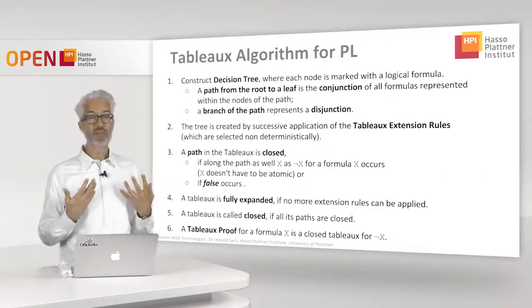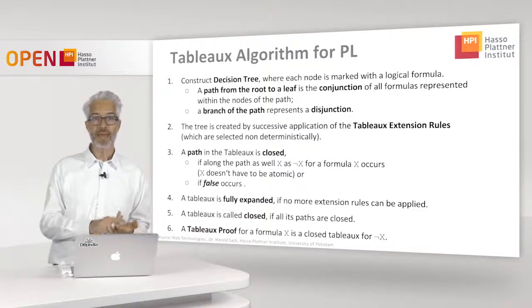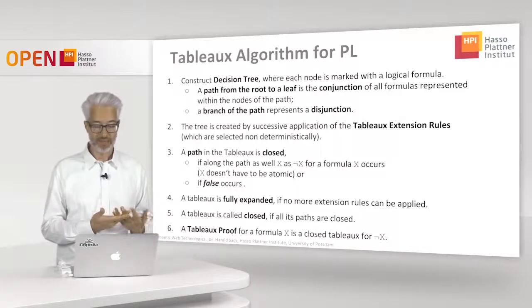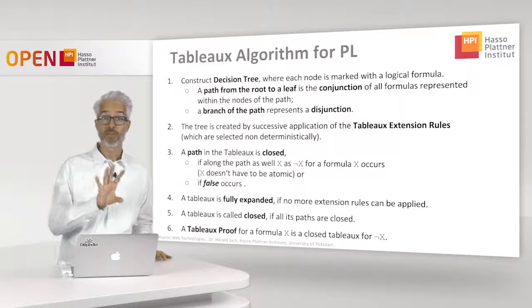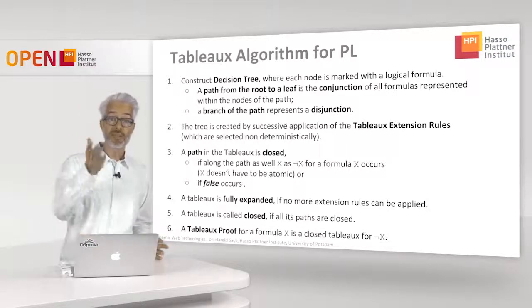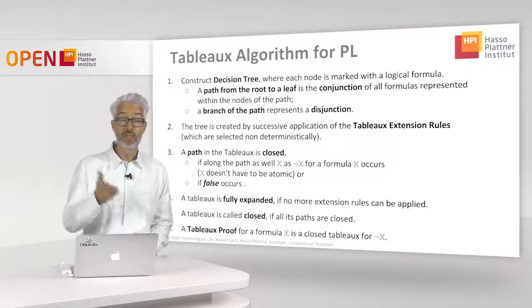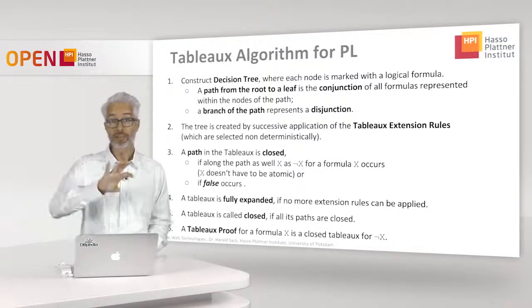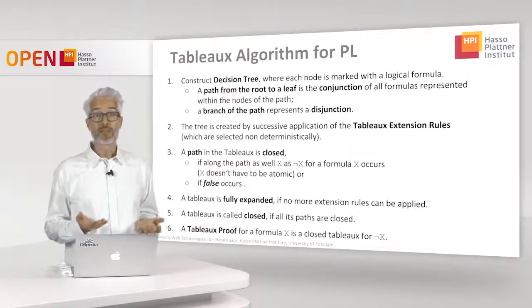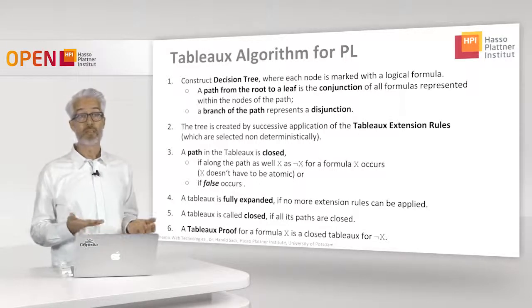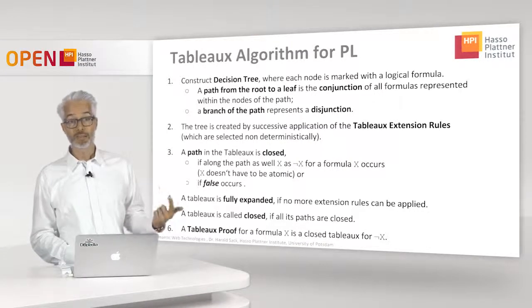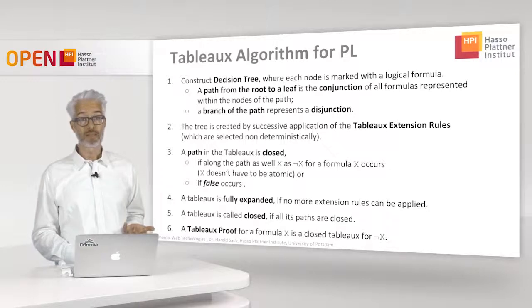A path in the tableau is closed if along the path both x and also not x, the negated form of x, if x is a formula, occur. So x does not have to be atomic, it can also be a complex expression. So either you have x and not x in your path, or false occurs in your path. Then this path is closed. A tableau is fully expanded if there are no more available extension rules that can be applied to the tableau. And if the tableau is fully expanded and all paths are closed, then the entire tableau is closed.